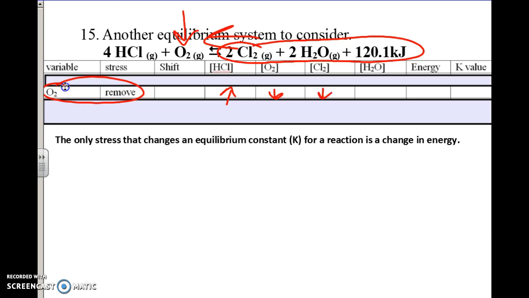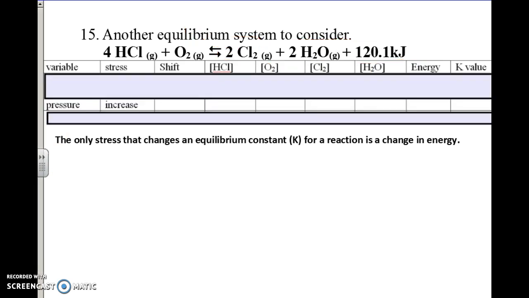So our chlorine should go down, our water should go down, our energy should go down, and our K value would have a no change associated with it. Take a good look at that. Try the next problem before you see me do it.